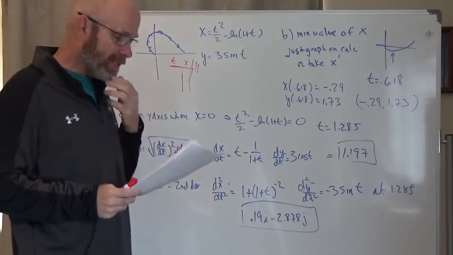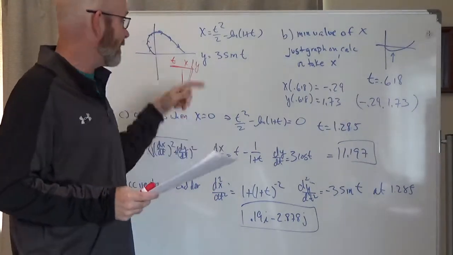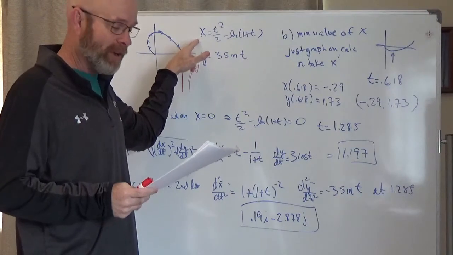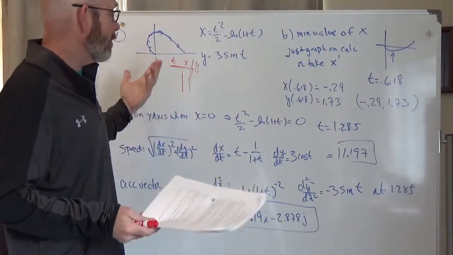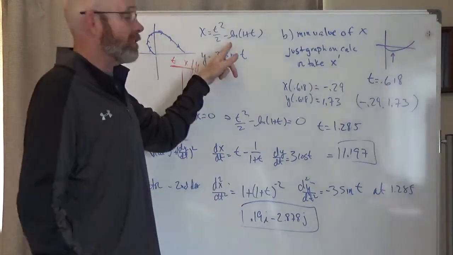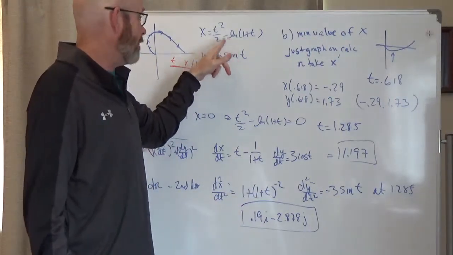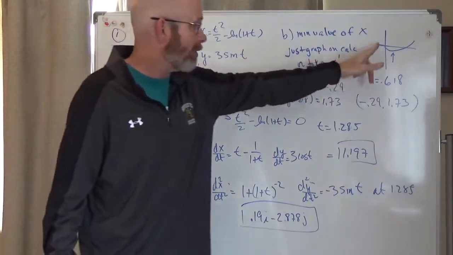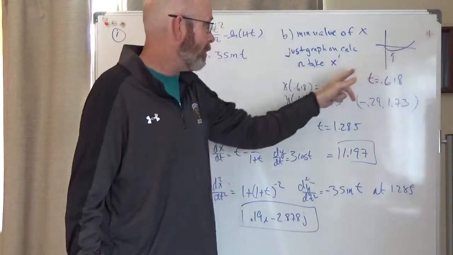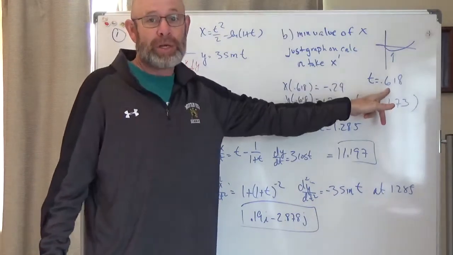Second part of the question says, at what time does x attain its minimum value? And then where is it at that time? There are two ways to do this problem. One is to graph this on your calculator, and that's what I did. I asked the calculator to find the minimum point. The graph looks something like that. Minimum point at t equals 0.618.